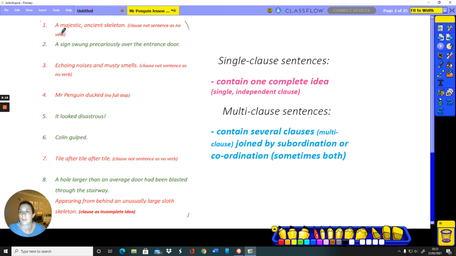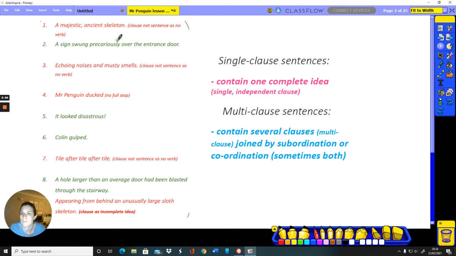So here we go. Number 1 is not a sentence because we already said, didn't we, that it did not have a verb. A verb is a doing word. There's no action in that sentence. It's not a complete idea. It doesn't make sense on its own. Number 2, a sign swung precariously over the entrance door. So we know that's a sentence. The sign is swinging, or it's swung precariously over the entrance door. We know it makes sense. It stands alone. It's a complete idea.